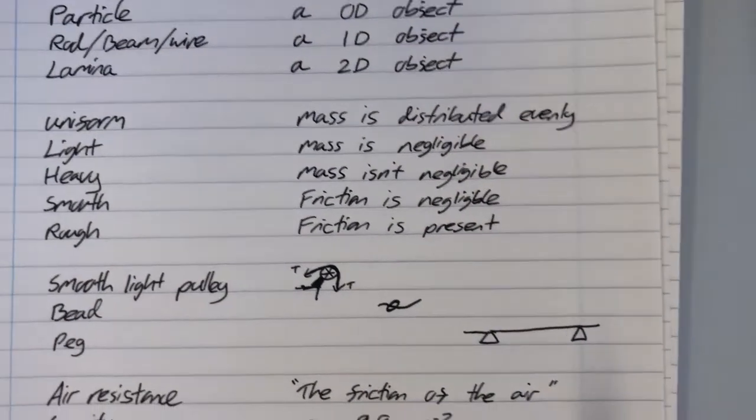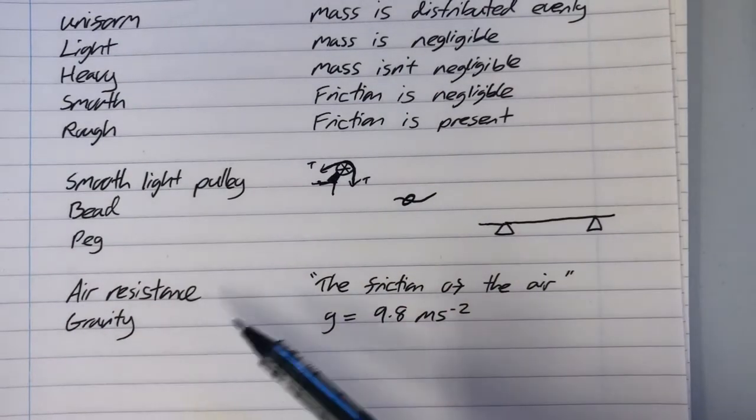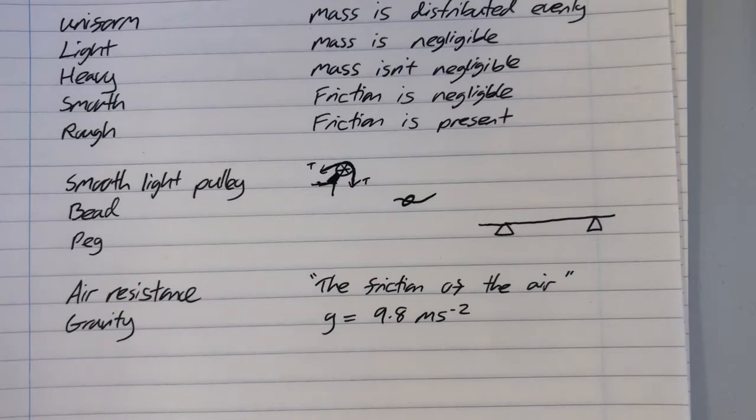And then two other things which we will need to be familiar with. Air resistance is essentially the friction of the air. It's the movement of the air particles that slow an object down. So that will come into modelling occasionally.